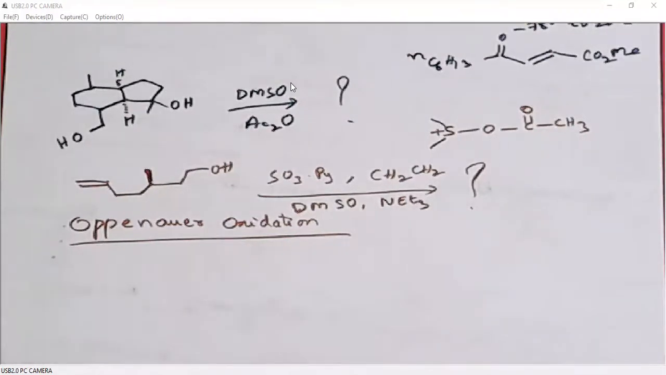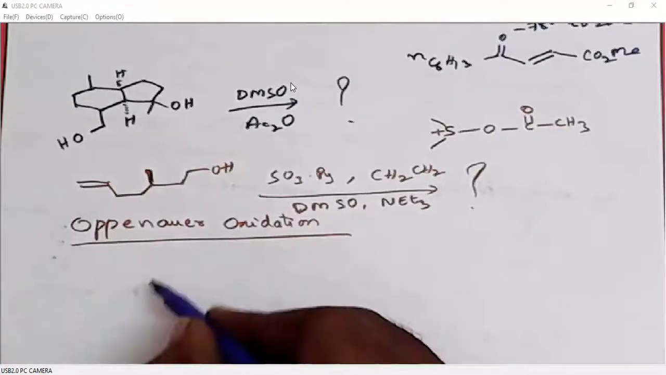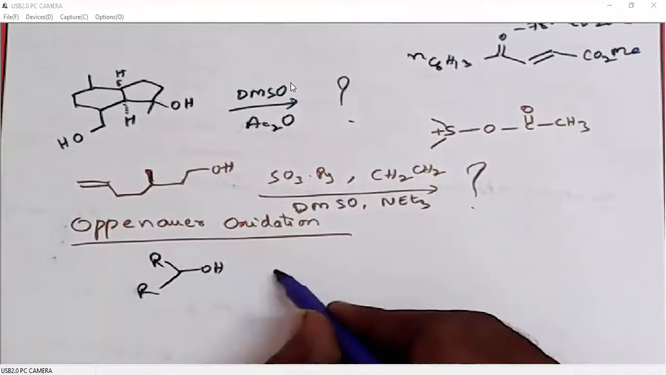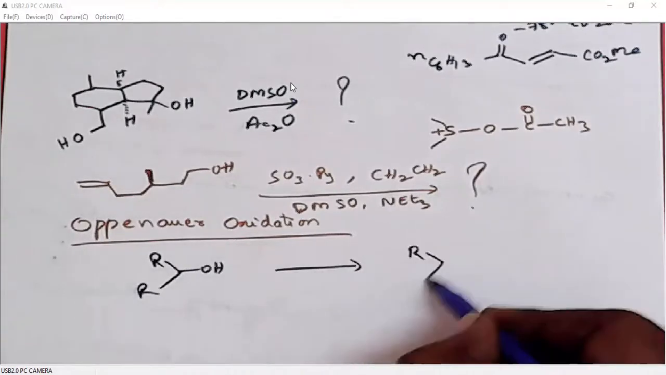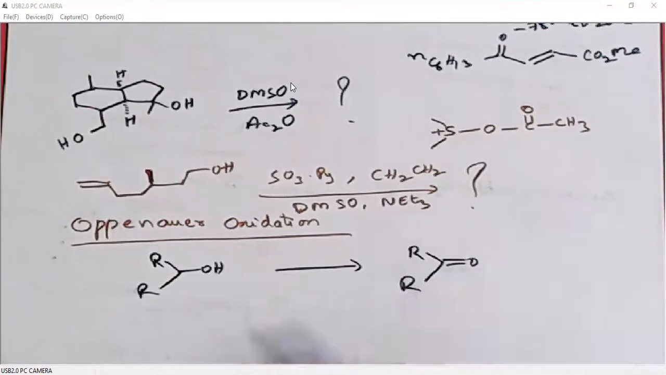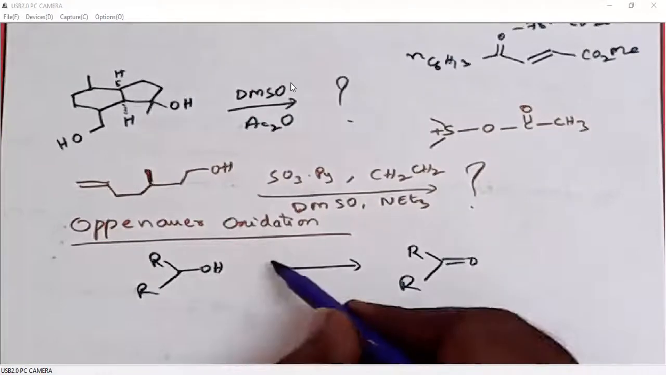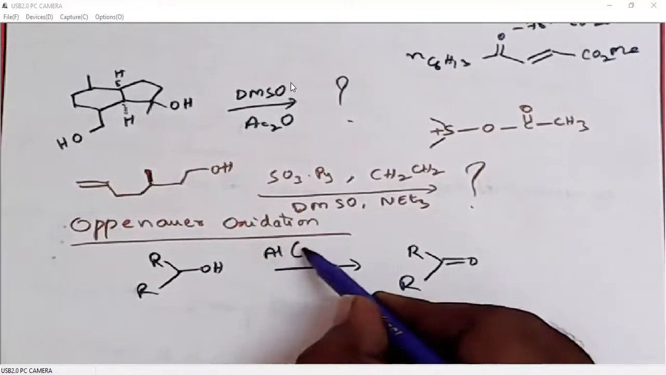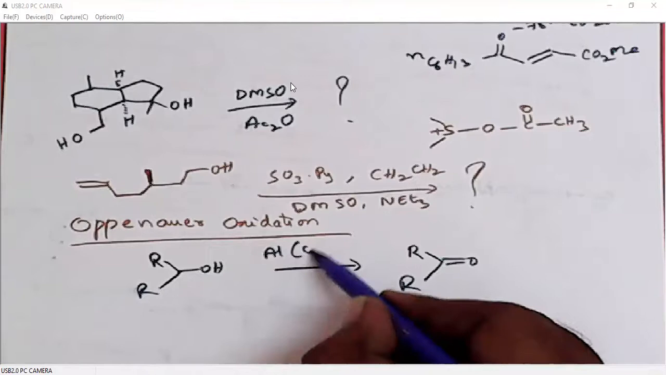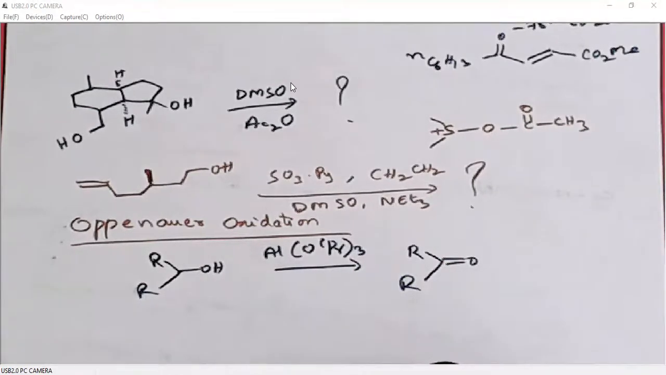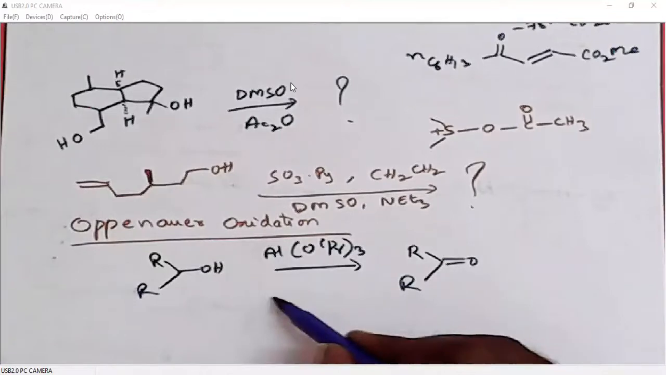Oppenauer oxidation is again an alcohol oxidation. If it is a primary alcohol, the product will be an aldehyde. If it is a secondary alcohol, the product will be a ketone. Then what do we use? We use aluminium triisopropoxide and excess acetone.